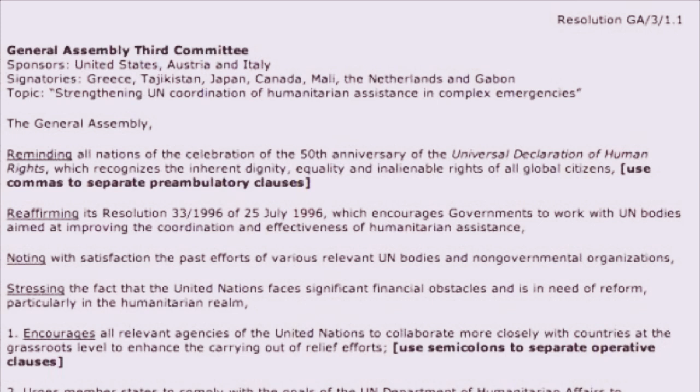GA/3/1.1. Now when it is a draft resolution, you might not write the word resolution. The first thing which you need to write is the name or the short form of the committee. So obviously it is the General Assembly, so you write GA. Now because General Assembly has 6 committees, you need to mention which committee this is, so this is the third, so /3. All draft resolutions of this committee will have these two for short, GA/3.